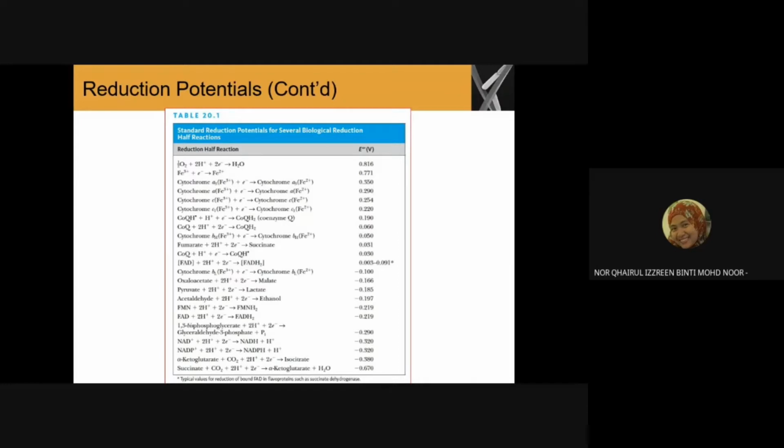So this is the list of the reduction potentials. You can see from the values here, a higher value means a higher possibility for it to accept the electron. The reduction potential is higher.